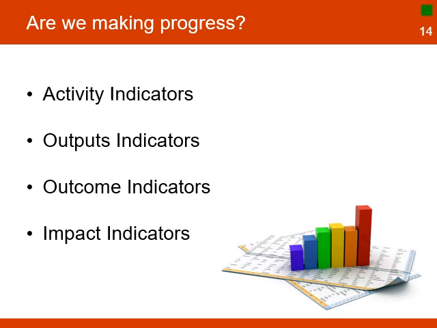The impact or the long-term outcome indicators are related to the ultimate goal of the project. They measure the changes in the conditions of the target population, such as improvements in health.